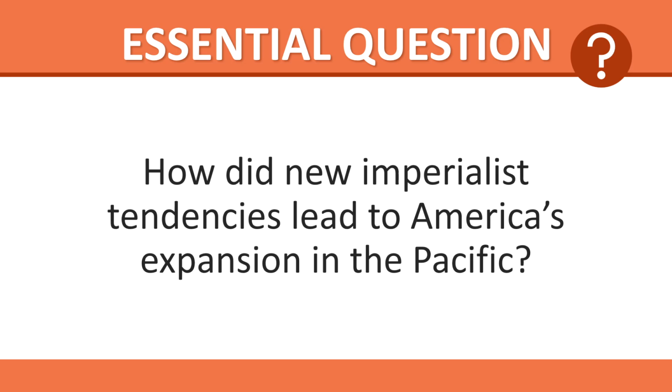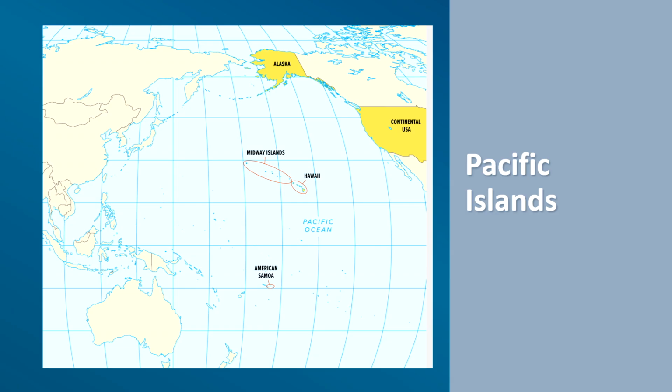Okay, so in today's lesson, we talked about how the new imperialist tendencies led to America's expansion in the Pacific. You can see on this map that we significantly dominated the middle of the Pacific Ocean, creating an empire that helped us with our trade with Asia.